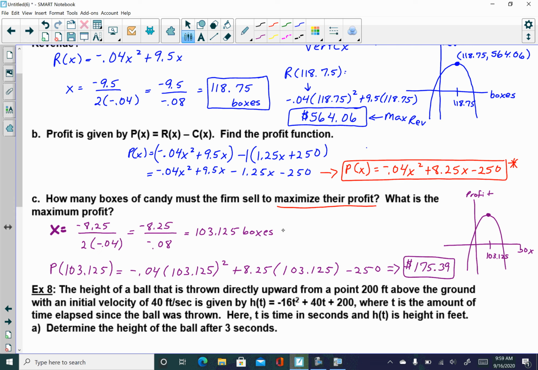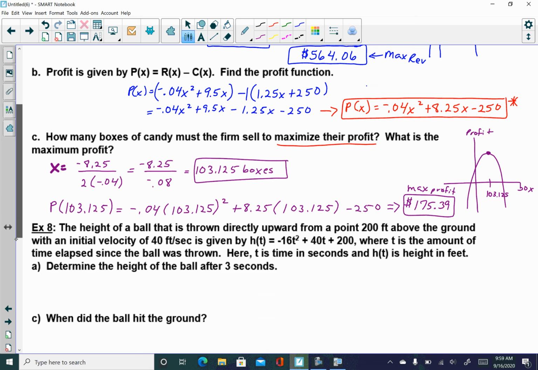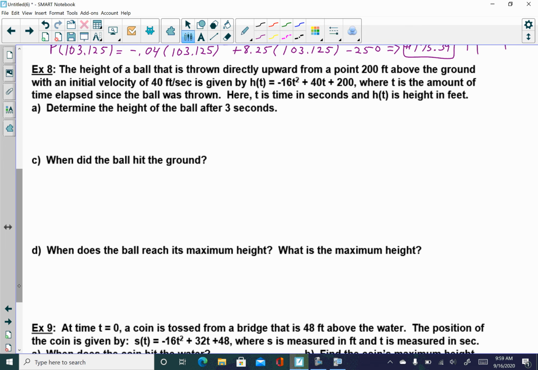So this is those two pieces there. This is the maximum number of boxes, and then this is your max profit. Okay? All right, let's close up shop here together with example 8. Looking here at example 8, it says a ball is thrown directly upward from a point 200 feet above the ground with an initial velocity of 40 feet per second.